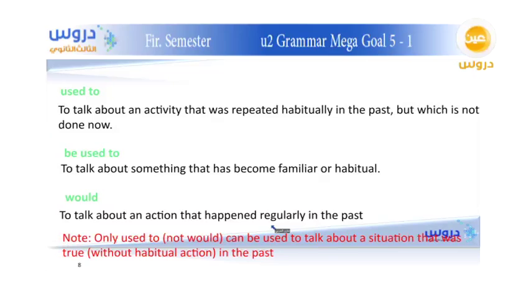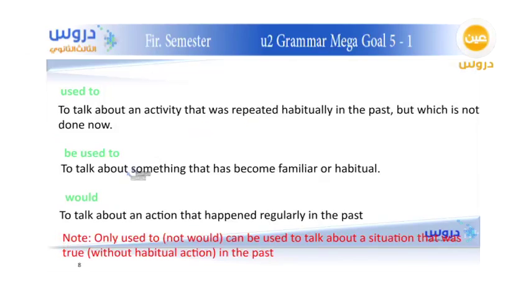So let me give you examples of when to use used to. We use used to if you want to talk about a place that we used to live in the past, or if you had something in the past but now you don't. For example, I used to have a car but now I don't. And if there is a repeated habit or activity you did in the past. For example, I used to jog in the afternoon, but now I don't. So these are the cases when you can use used to.